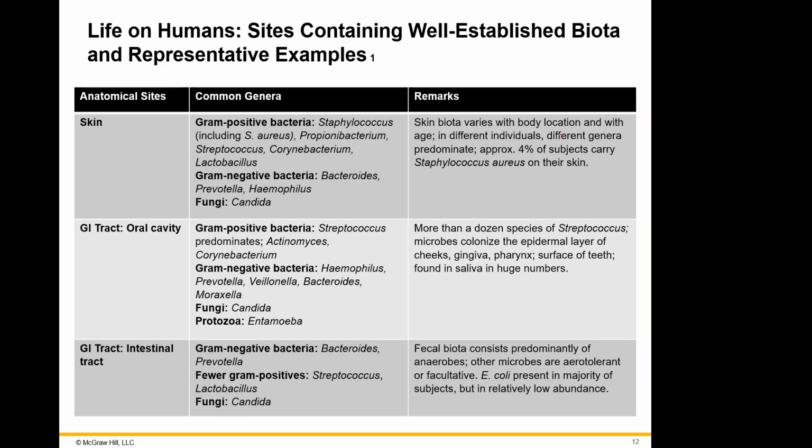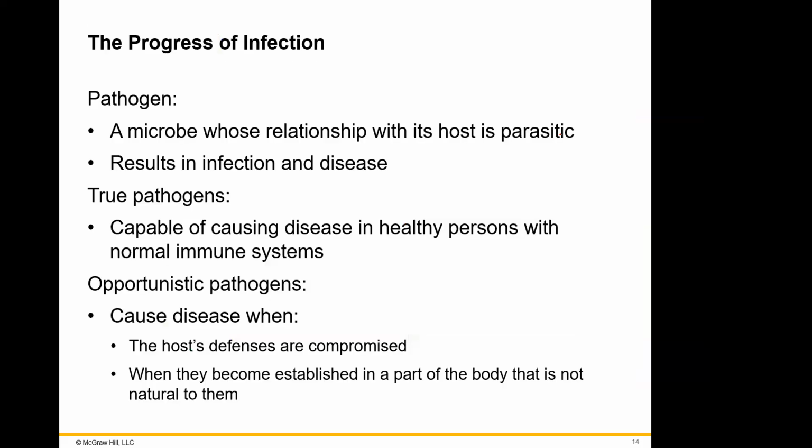Okay. Here are some examples of organisms that are going to be found in certain areas of the body. And it even has them grouped up by gram-positive, gram-negative bacteria, fungi, protozoa, and whatever. So I don't need you to know any of this right now, but if you're interested, it's there.